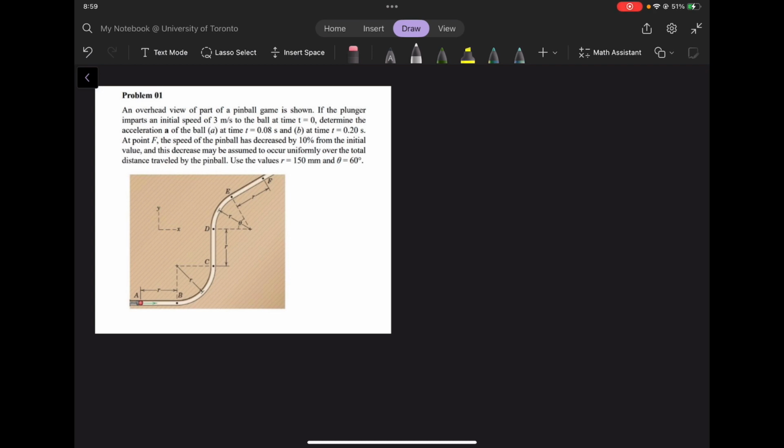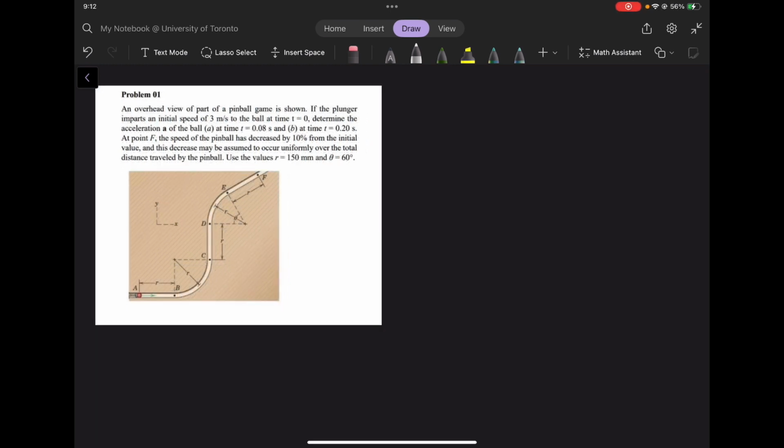The speed of the pinball has decreased by 10% from the initial value, and this decrease may be assumed to occur uniformly from the total distance traveled by the pinball. You might think the speed of the pinball decreasing uniformly means the acceleration of the ball is constant. However, that is wrong. If you take a look at the diagram, the direction of the ball has changed, but the tangential acceleration is constant. We can draw a diagram right here.